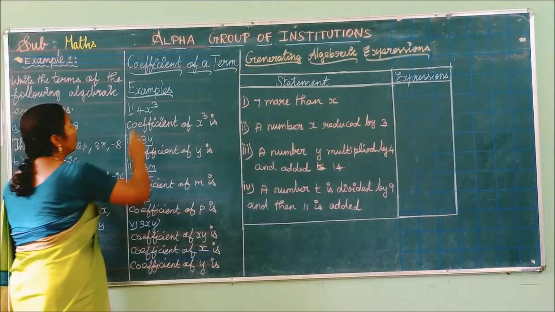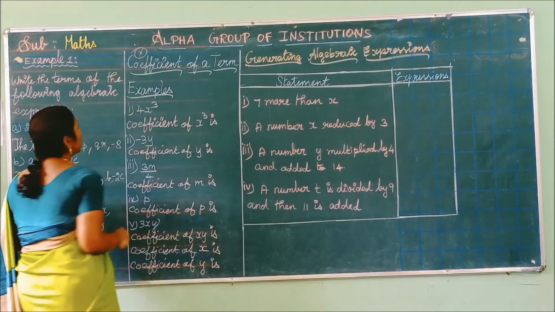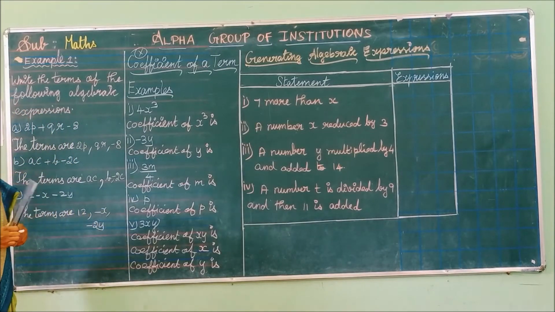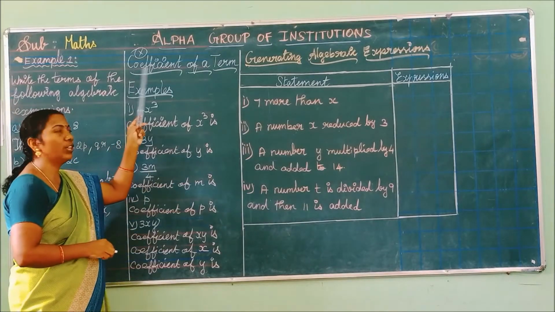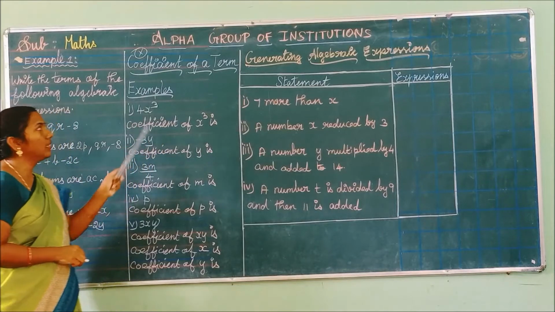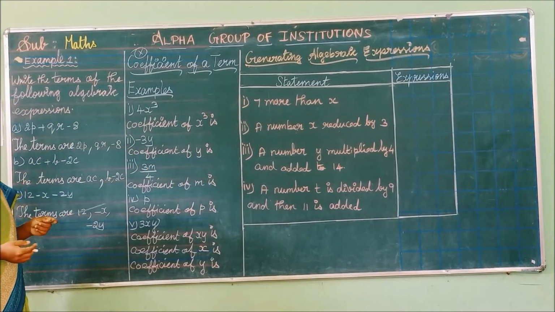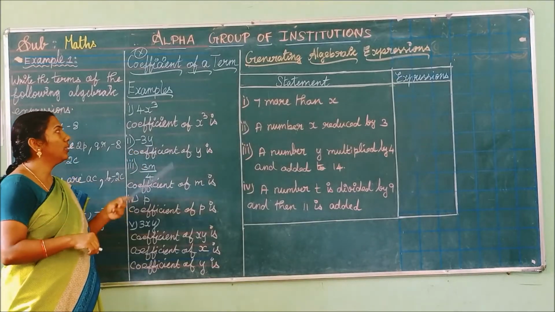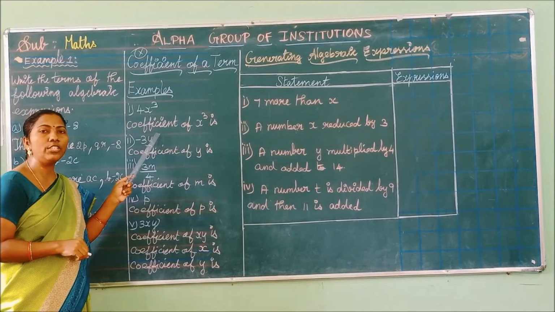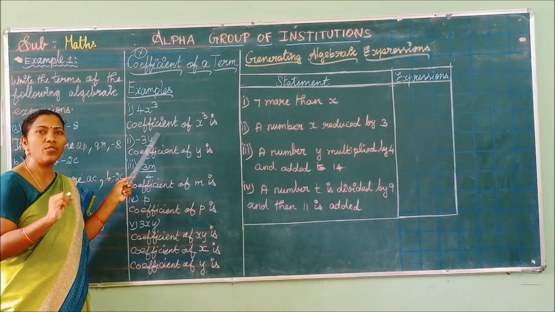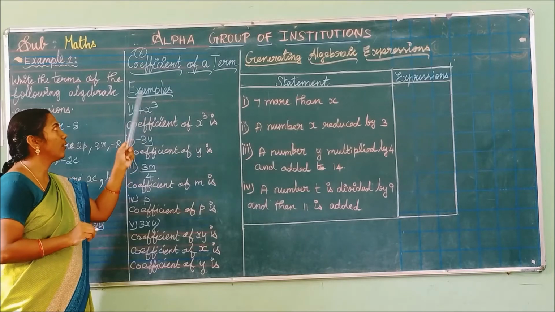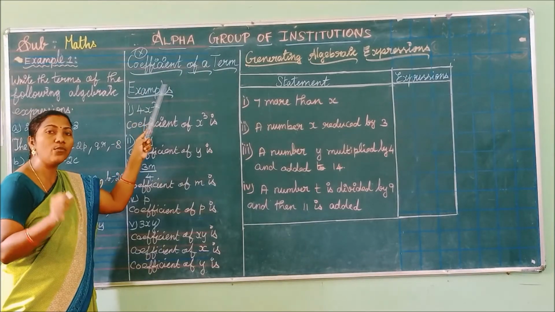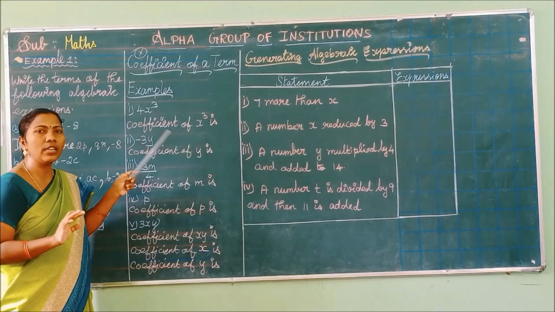Okay. Next we are going to see very important concept, coefficient of a term. How do you identify the coefficient of a term? By seeing this example, you can easily understand. See the first one, 4x cube. One more important thing, you can write the coefficient of variables only, not for the constant. Okay, listen carefully. You can write the coefficient of variables only, not for the constant.